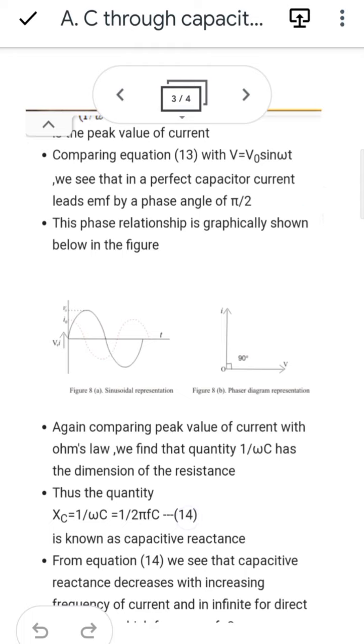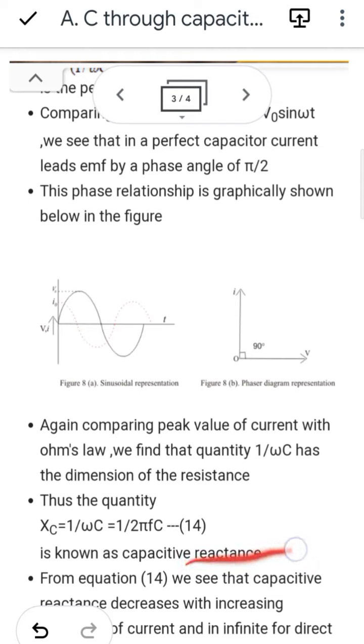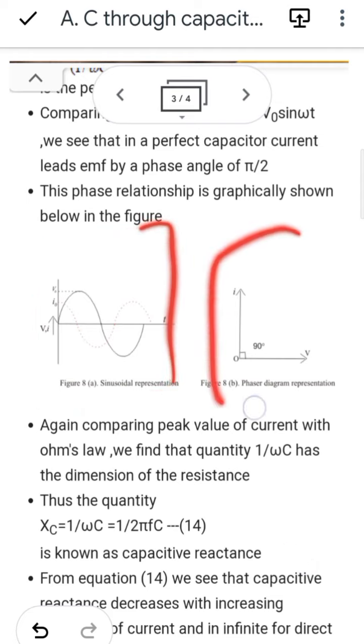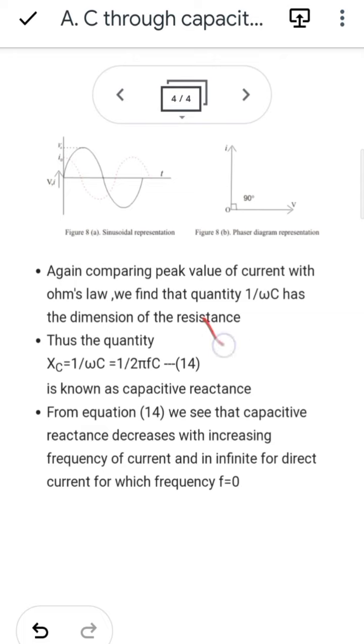So Xc is equal to 1 upon omega C, 1 upon 2 pi f C. This is known as the capacitive reactance. This is a phasor diagram which usually comes in the examination. It has a phase difference of 90 degrees; it leads by 90 degrees. You can see in this diagram that I leads the value of V0 by pi by 2. Now, when you compare this, you have Xc equal to 1 upon omega C, and omega is 2 pi f, into C, the capacitive reactance.